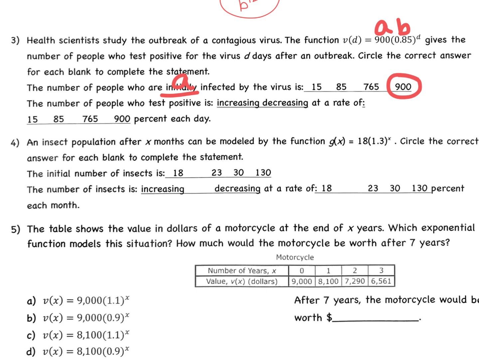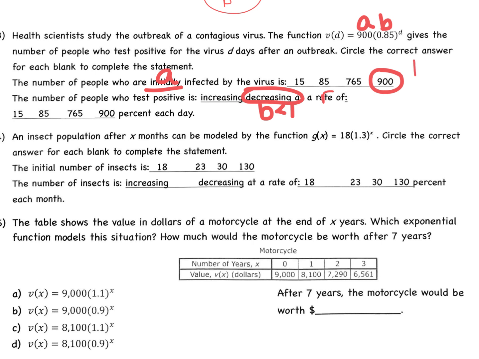The number of people who test positive, is it increasing or decreasing? So that we are going to be looking at the b value, and the b is less than 1, so that is going to be decreasing at a rate. So this is where we've got to pay attention to what we're writing. Rate is r. So remember, for your rate, 1 plus or minus the rate gives you your b. Now this is decreasing, so we're going to have to subtract: 1 minus something is 0.85, which is my b.